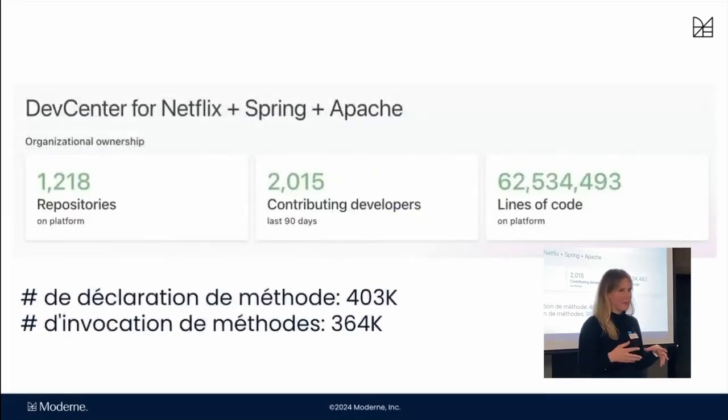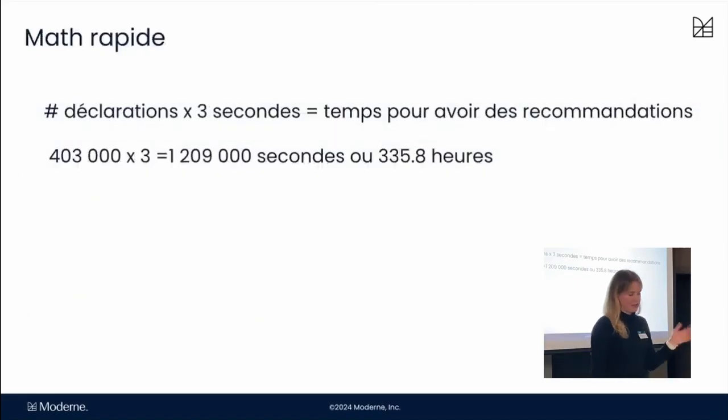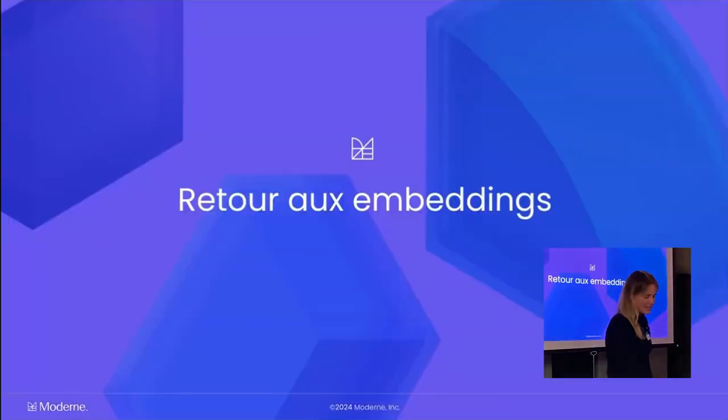So here I said that we take every method declaration. Well, actually, that is unfeasible. If we take here 1,200 repositories, the number of method declarations is 403K, so it's just not doable. You can imagine if it takes about 3 seconds to get one recommendation, you're up to 335 hours, and this is more than a night, which was the goal of the thing, is for it to run overnight.